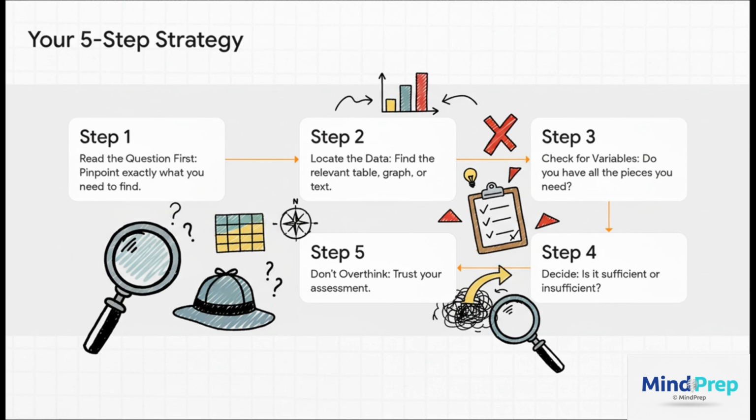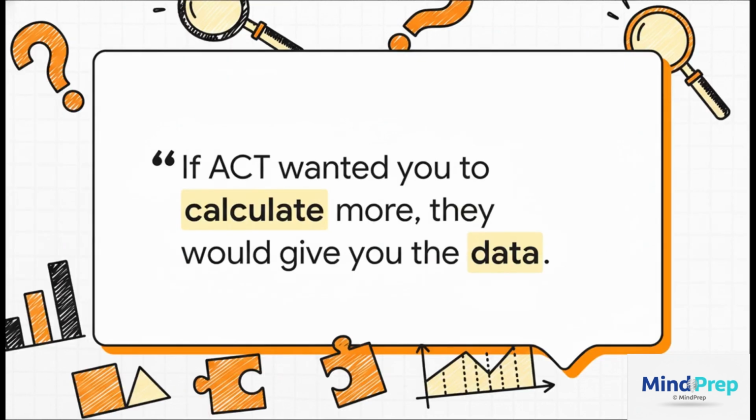Step 4, make the call. Is it sufficient or not? And finally, step 5, and this one is so important. Trust yourself. Don't overthink it. Trust your assessment and move on. And if you ever start to doubt that last step, just burn this quote into your brain. If the ACT wanted you to calculate more, they would give you the data. Seriously, the test isn't trying to trick you with some hidden formula. It's testing your ability to evaluate information, plain and simple. If a piece of the puzzle is missing, it's missing on purpose.